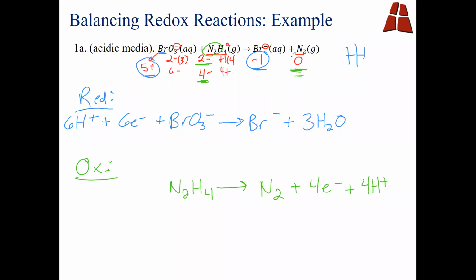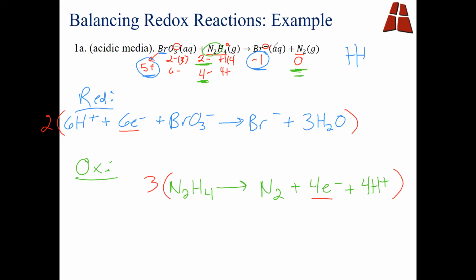Okay, last steps are we need to add things back together, and we need an equal number of electrons to do that. And so we have 6 electrons in this reaction, 4 electrons in this reaction. We multiply this reduction reaction by 2 and this oxidation reaction by 3. That'll give us 12 electrons total.